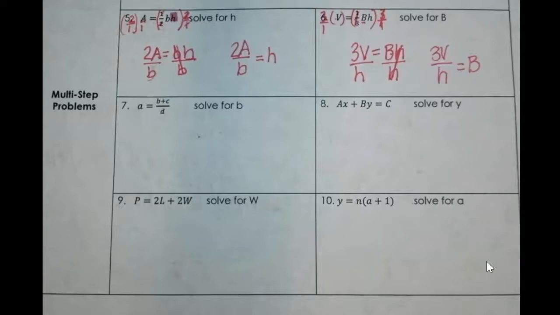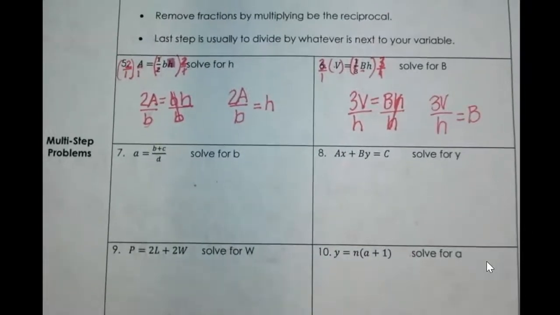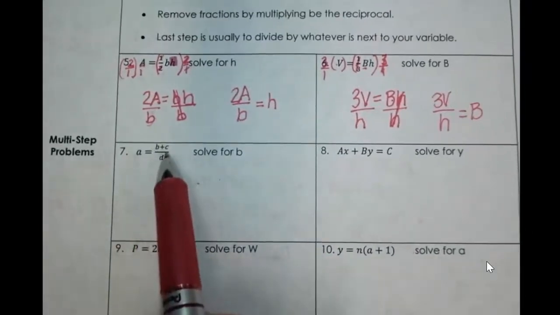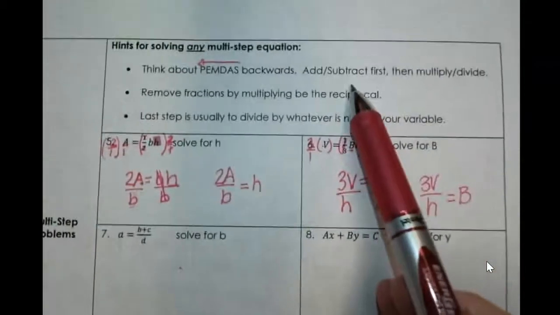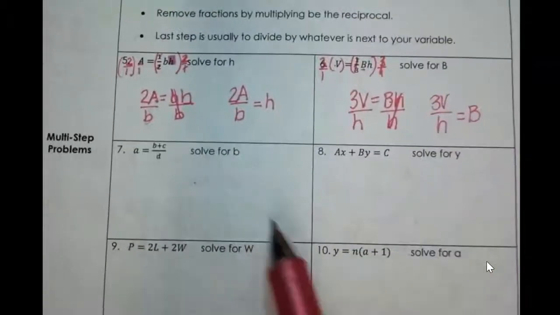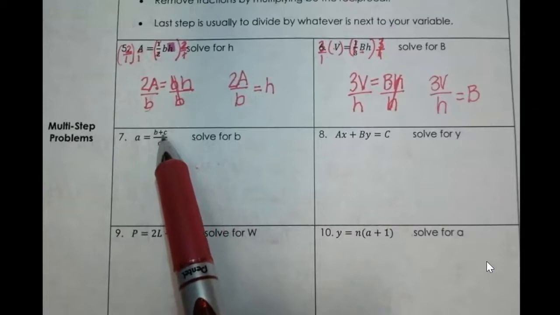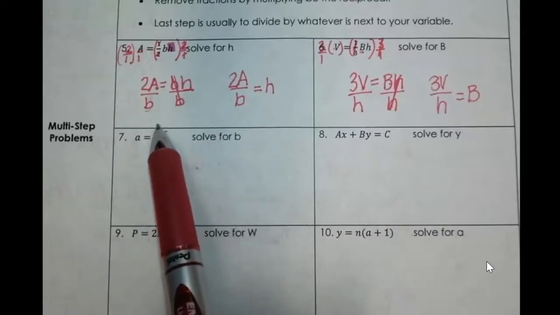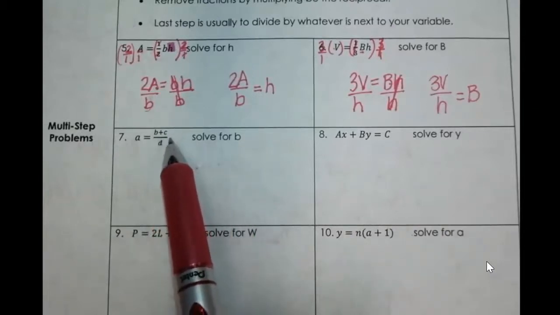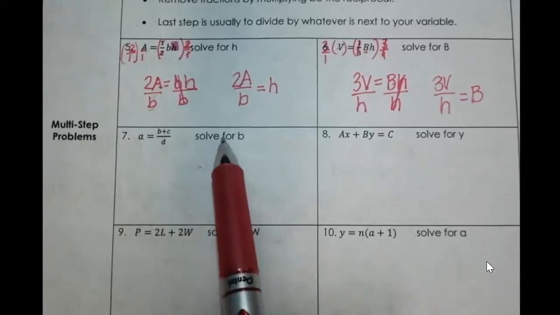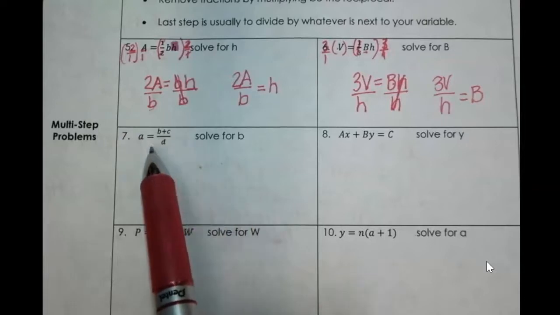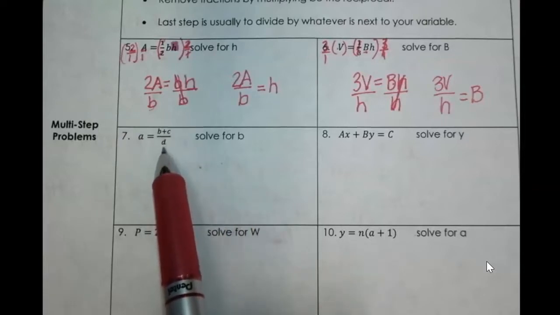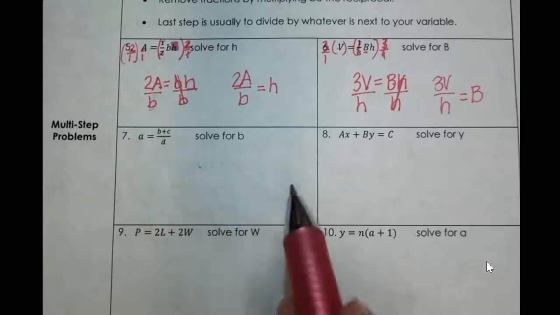Number 7 is also a fraction, but it is different. Notice it's got some addition going on. And I did say up here, add or subtract first. But really, it's between terms. I only have one term on this side because there's no adding or subtracting outside of that term for there to be 2 terms. Okay, so that means we need to get rid of the denominator first.